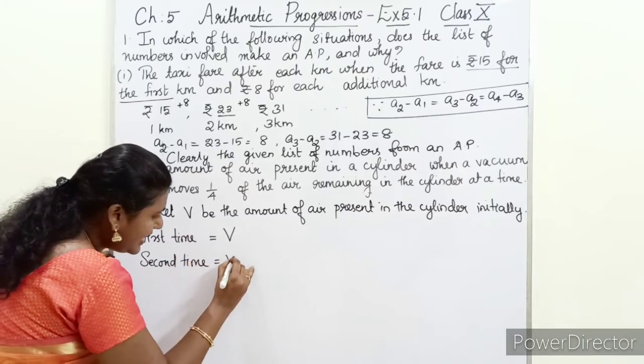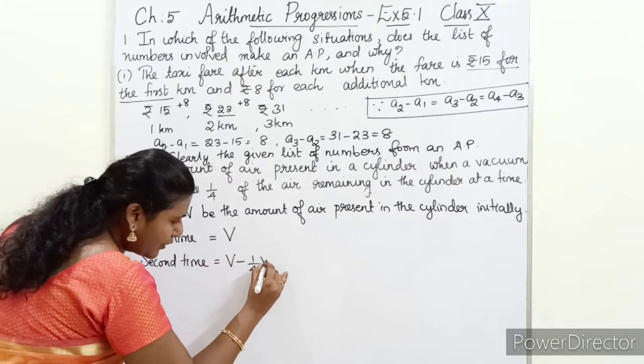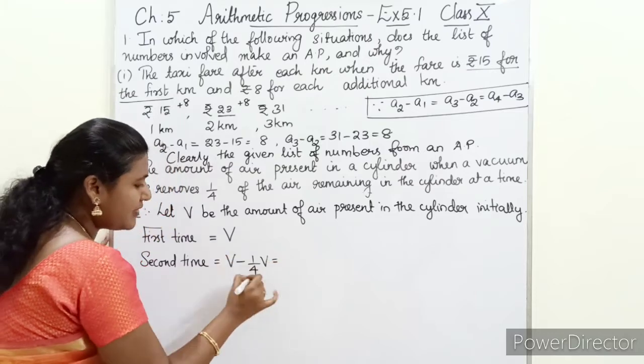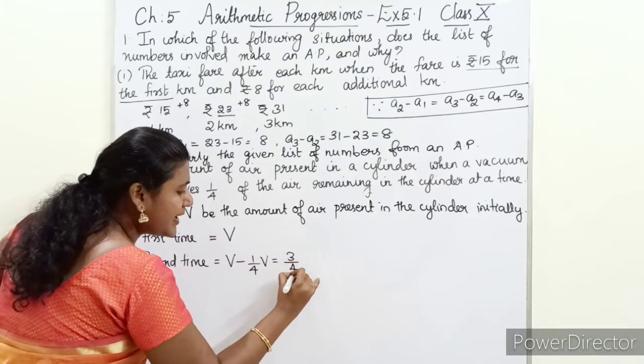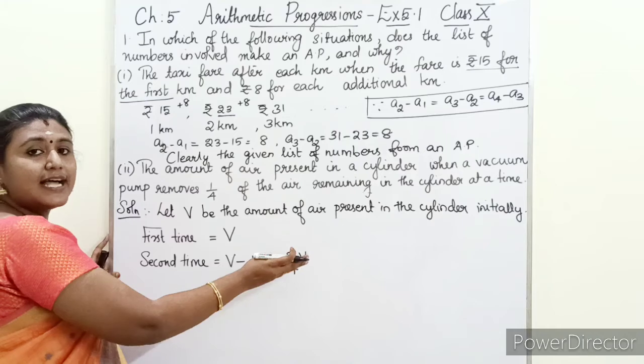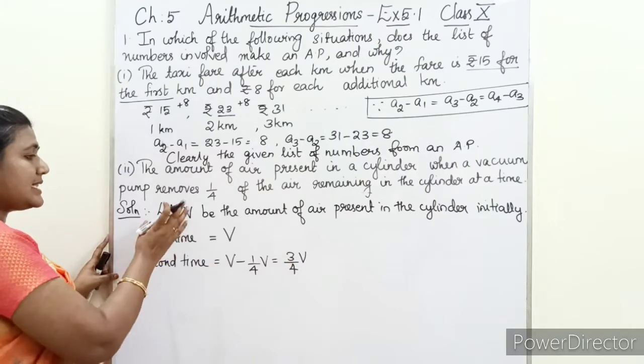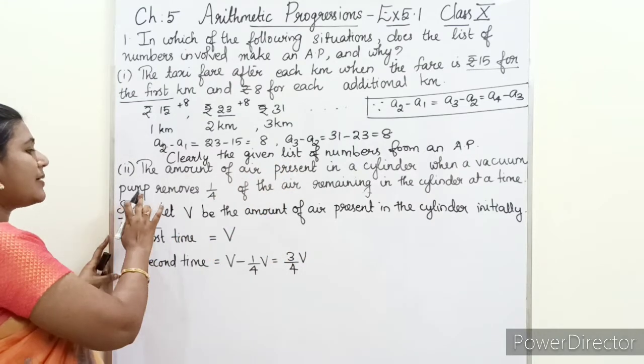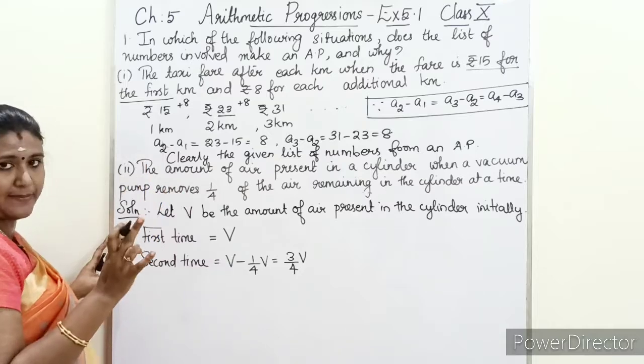That is V minus 1 by 4 of V. We have to simplify this, so you will get 3 by 4 V. This is the amount of air present in the cylinder when the vacuum pump removes air for the first time.